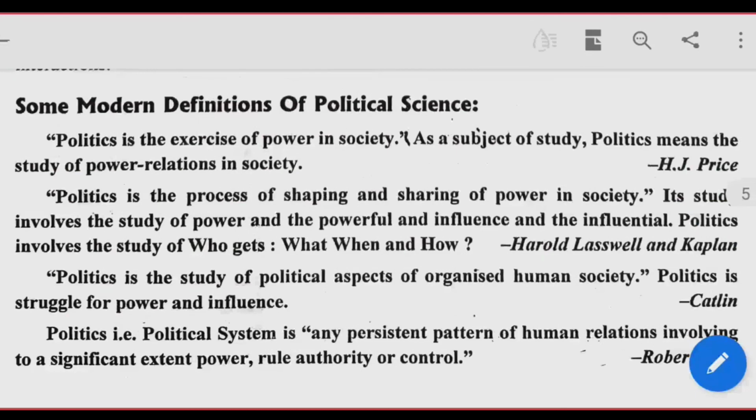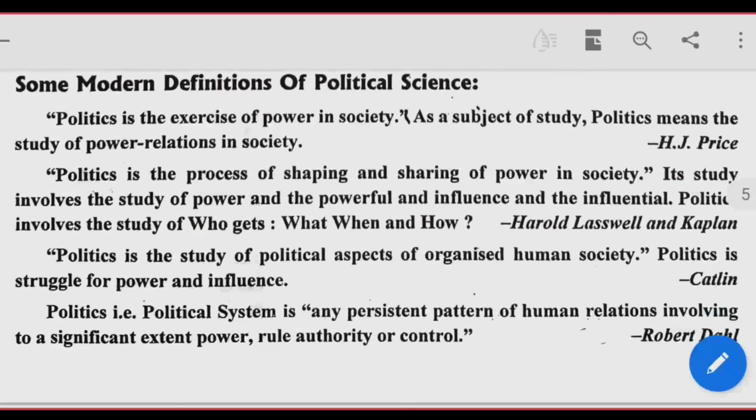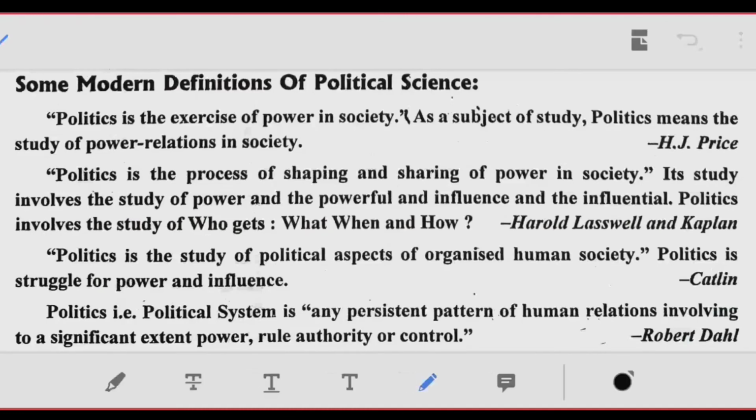So you can see first of all a few definitions, some modern definitions of political science, written by many of the great philosophers. In the previous part we discussed state and government, that political science is a study of state and government. So let us see whether that matches with the modern view or not. Politics is the exercise of power in society. As a subject of study, politics means the study of power relations in society. That is also the same, that means relations within the society.